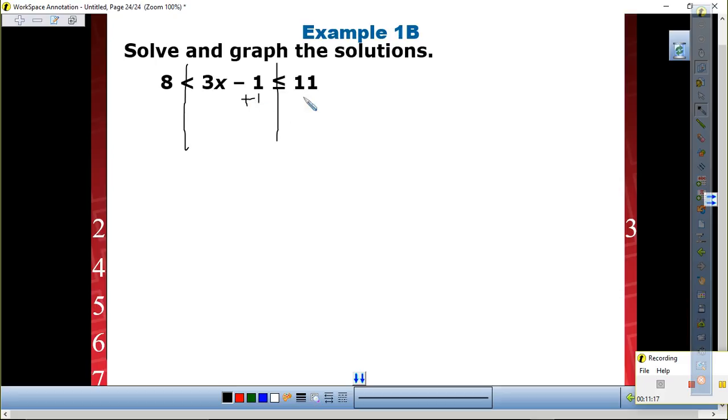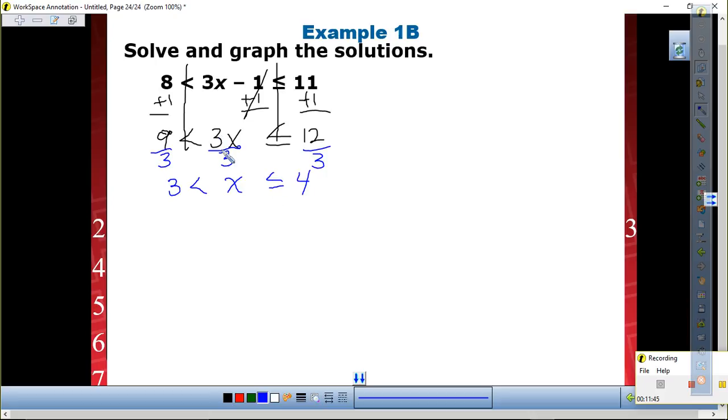Add 1, add 1, add 1. We're left with 9 less than 3x less than or equal to 12. So far, so good? And then from there at the end, everyone, divide by 3, divide by 3, divide by 3. We end up with 3 less than x less than or equal to 4. Hands if you got that. Only when we divide by a negative or multiply by a negative do we flip the inequality.